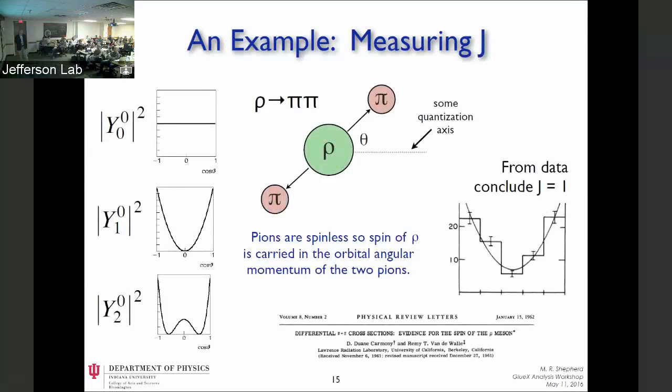So how do we go about measuring some of those things? If we want to measure J, the total angular momentum of a state, here's a simple example. If you wanted to measure J of a rho meson, whatever angular momentum the rho meson has must be carried away in orbital angular momentum of the pions, because the pions are spinless. You can look at angular distributions of this decay, and based on those angular distributions, whether they're flat or how many humps and bumps they have, you can conclude what the total angular momentum of the rho meson is. And this was done a very long time ago.